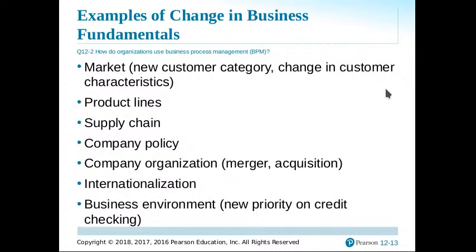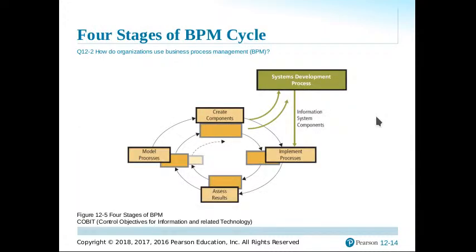Right? We do have a number of examples here, like market and product line, supply chains, community policy, community organizations, international business environment change, a lot of things change, right? We already talked about this, so you can check this example if you want to. It is the example of why we need business process management improvement. Okay, so how to do business process improvement? We have four stages of the business process cycle.